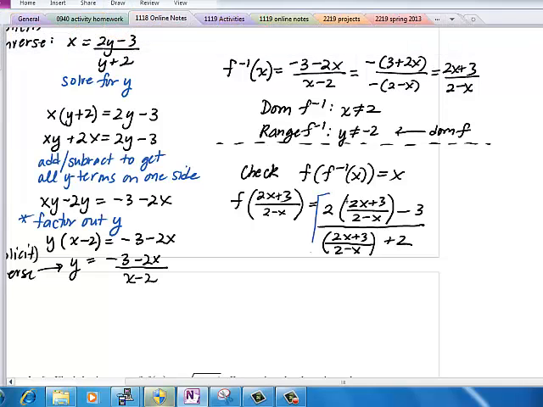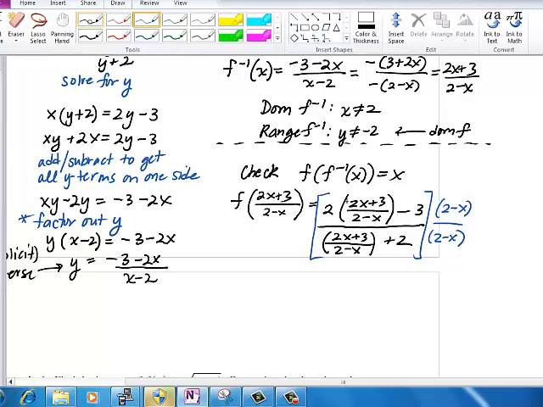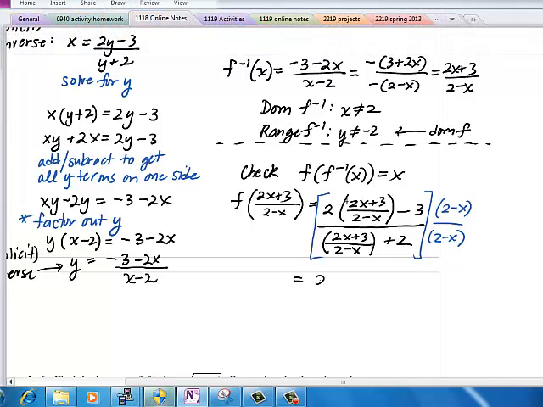So I would multiply it all by (2 minus x) over (2 minus x) to clear up that complex fraction. So we'll have 2 times (2x plus 3). In that first group, the 2 minus x factors would cancel. Minus 3 times the group (2 minus x) would be my new numerator. And in the denominator, I have (2x plus 3) plus 2 times the quantity (2 minus x).